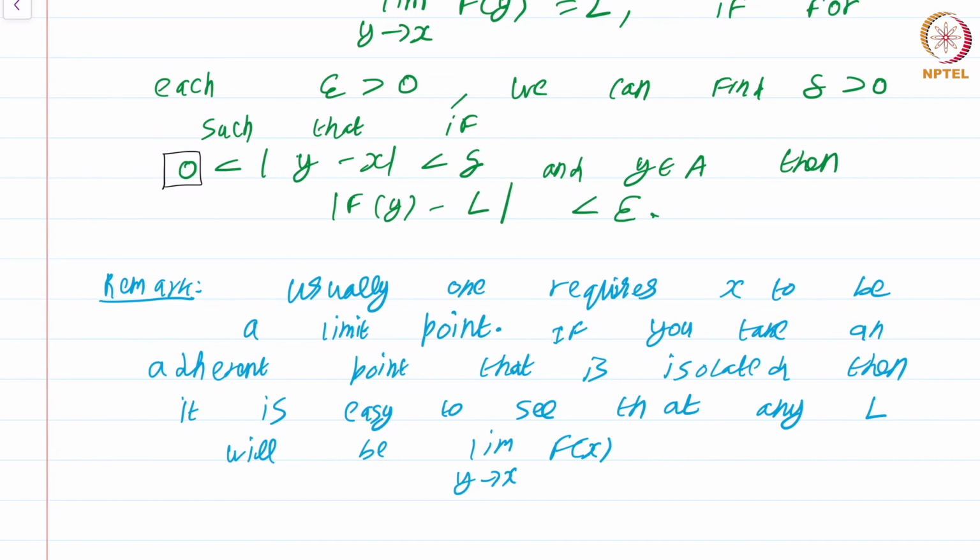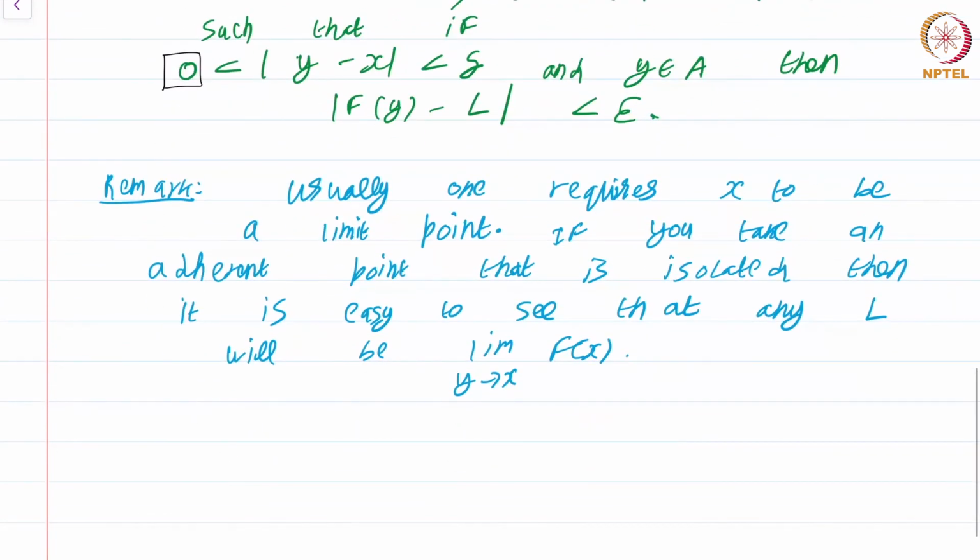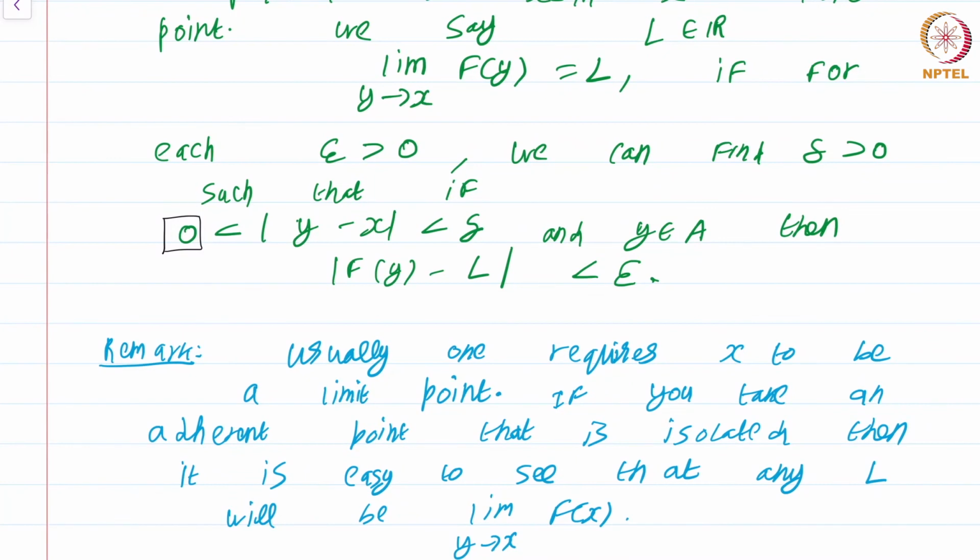This extreme weirdness can happen when you take an isolated point. Well, just think about what is happening. If you take an isolated point of the set A, that means nearby there are no points of the set A. That is, there is some neighborhood of this point which is not an element of the set A. That means in this definition, when you say we can find delta greater than 0 such that if 0 less than mod y minus x less than delta and y in A, there is no such candidate point y in A. Therefore, this definition will be vacuously satisfied for any L.